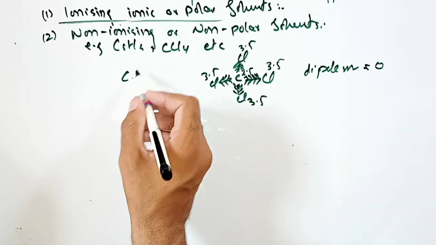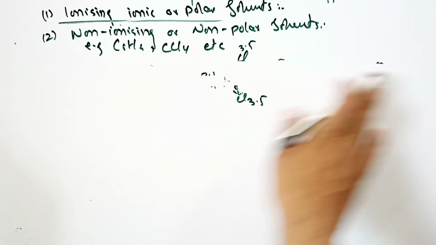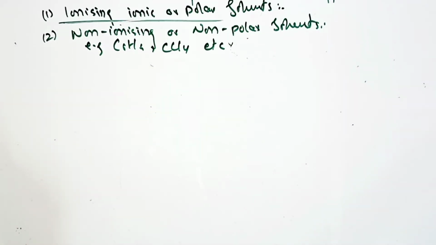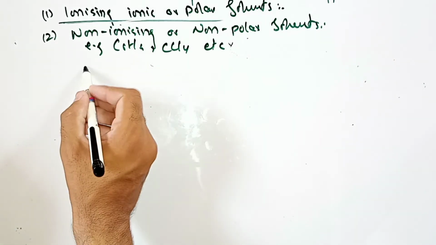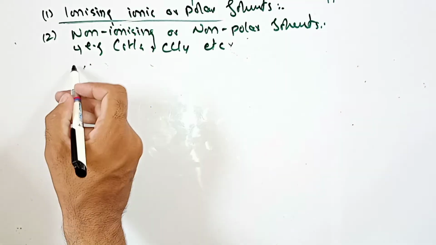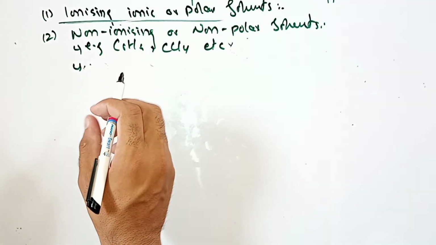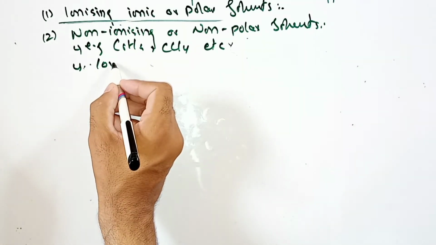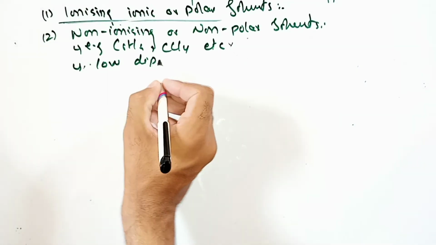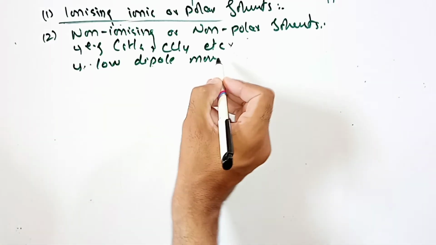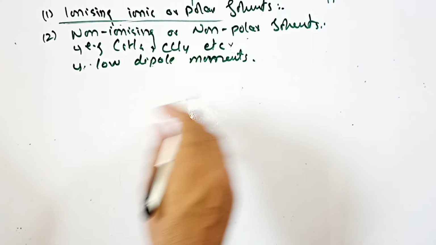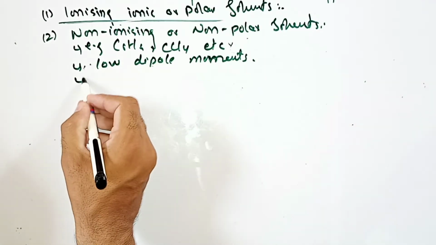In C6H6, the electronegativities of carbon and hydrogen are almost the same. Hydrogen is 2.1 while carbon is 2.5, which is not enough of a difference. So this solvent will have low dipole moments. Due to this low dipole moment, it will show non-polar character.